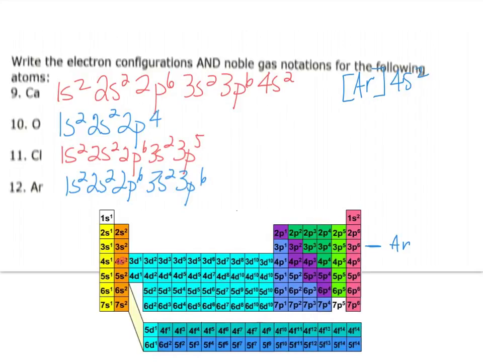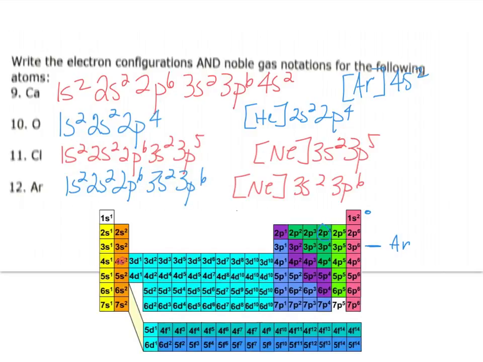All right, so let's do the next one. This time we're going to do oxygen, which oxygen is right here. We would use the noble gas that comes before it, which is helium, and helium is a noble gas. So we would do helium, and then we would do 2s2, 2p4, and then I want you to pause the video and do the next two yourself.